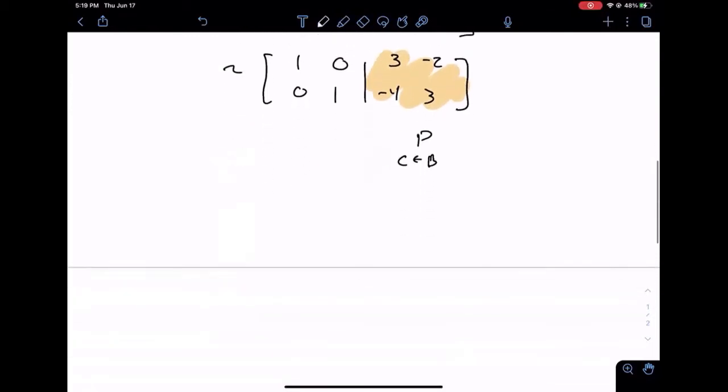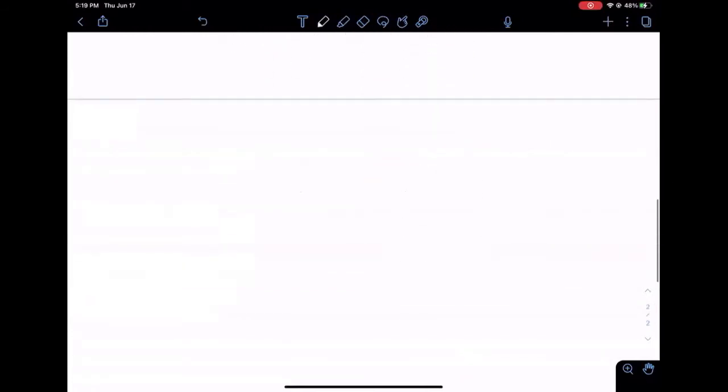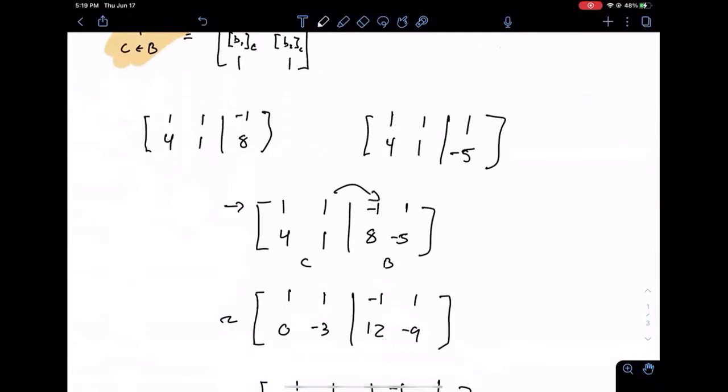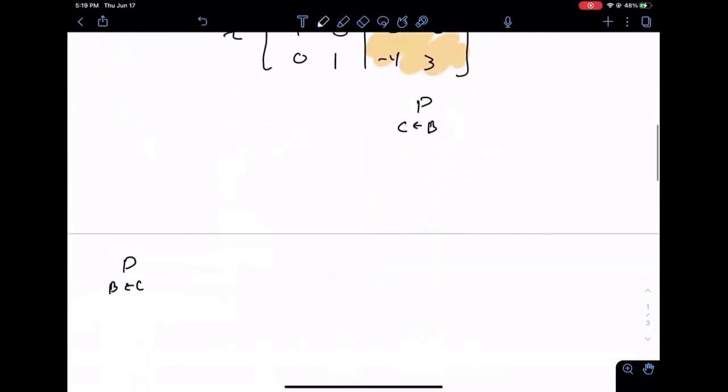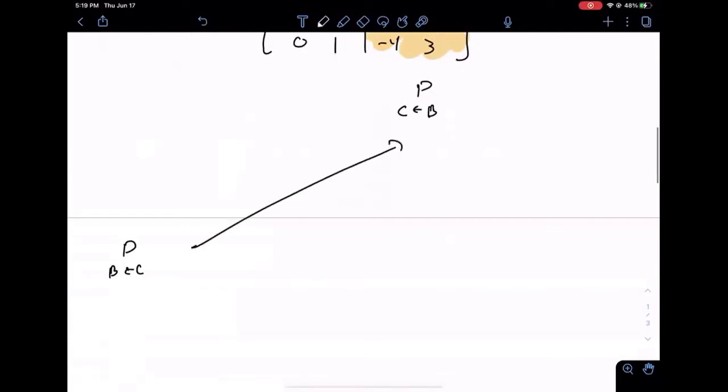Now, the problem also asks us to find this matrix, the opposite direction. I could just start the whole process over again, switching these two and row reducing again to find this other matrix. But there's another way to do it that shows how these two matrices are related.